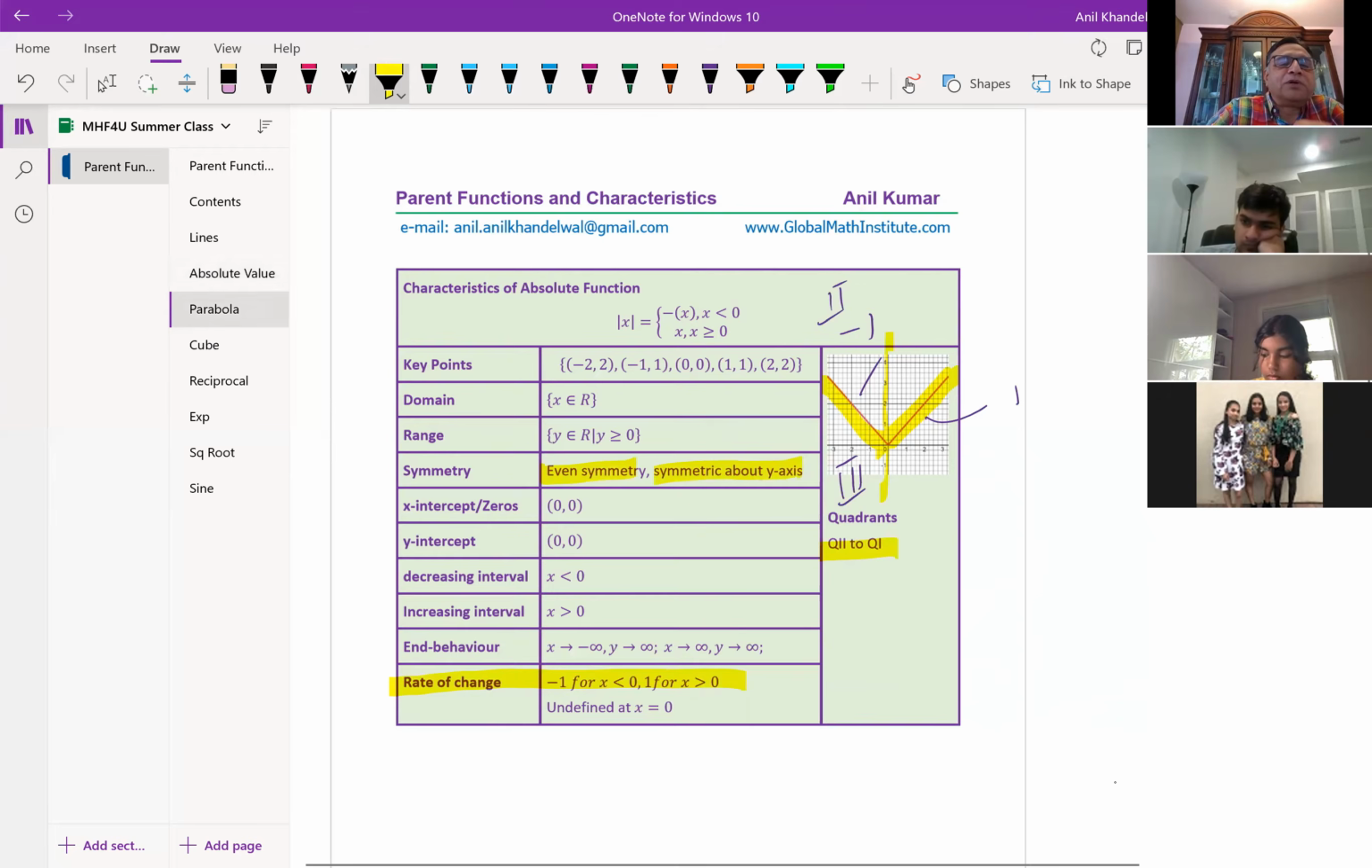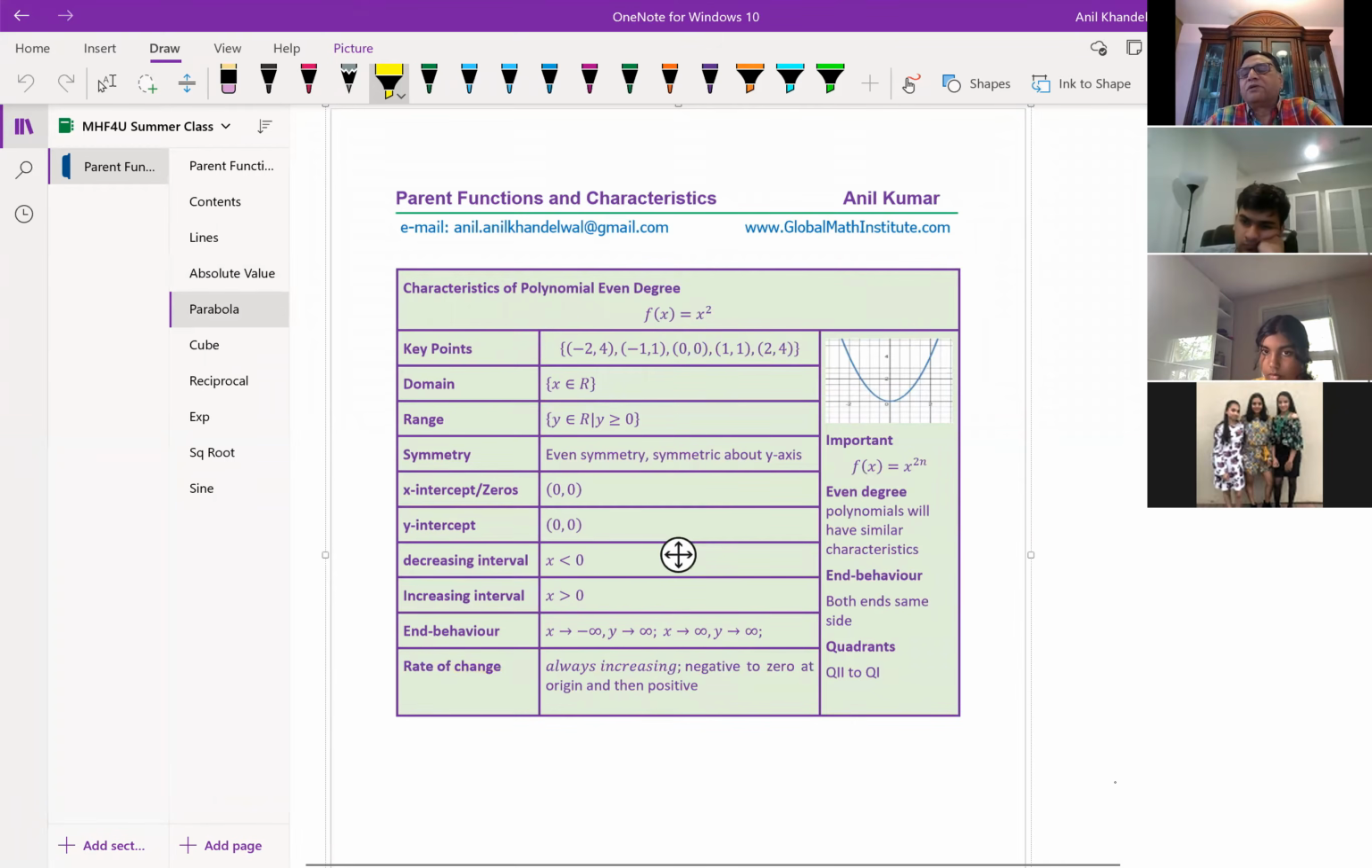I'll move on to parabola, which is this particular function. Now, parabola is normally given by the equation f of x equals x squared. You know a lot about parabola. I would like you to answer this question. What is the decreasing interval of parabola? Can you tell me, please? When is it decreasing?